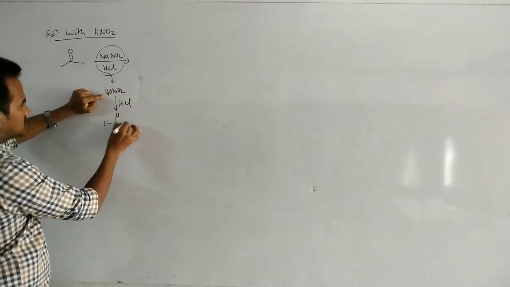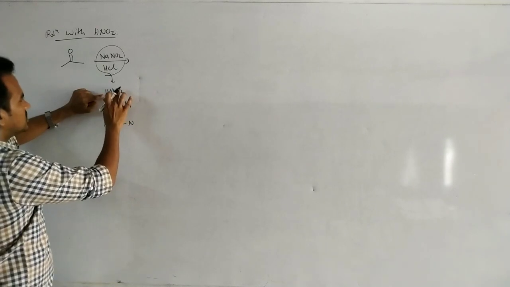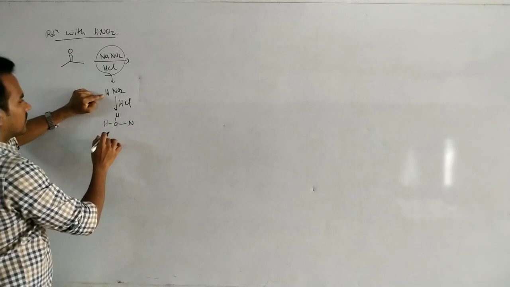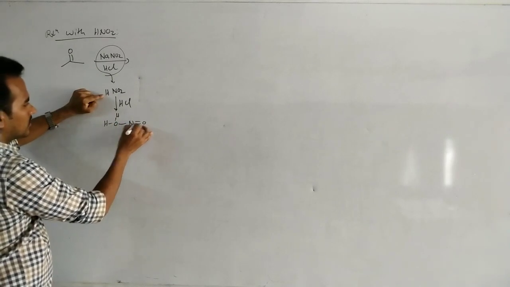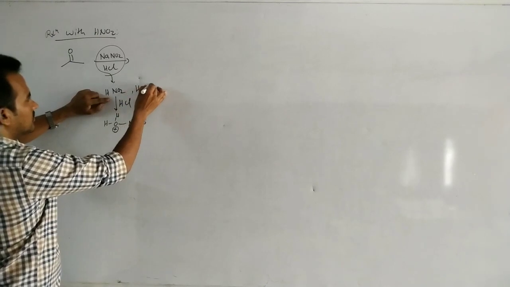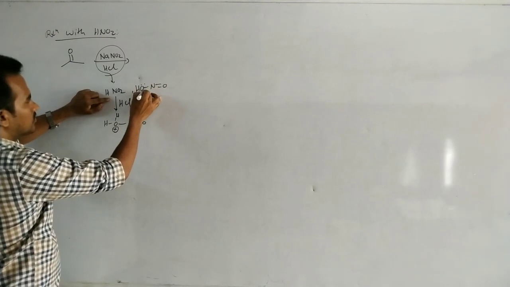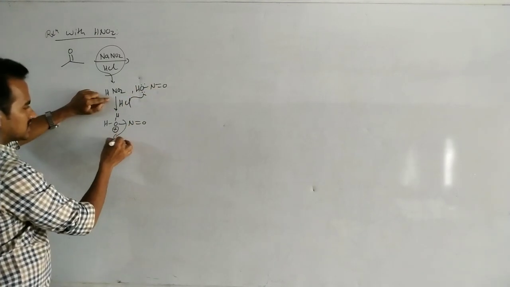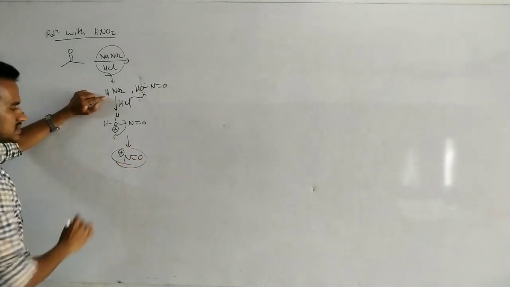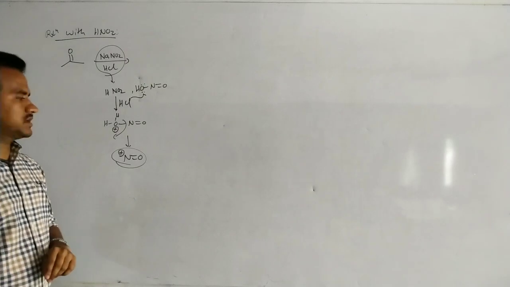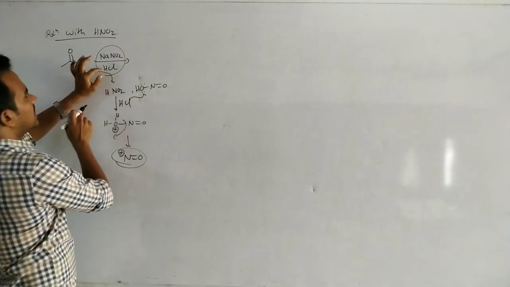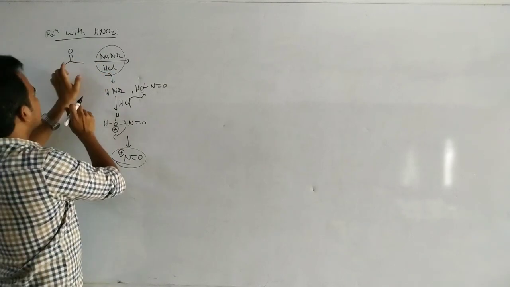protonation of this OH group takes place. This one contains an N double bond like this. Protonation takes place, and the loss of H2O produces the NO plus electrophile. Now, in acid medium, actually HCl, we are taking HCl.